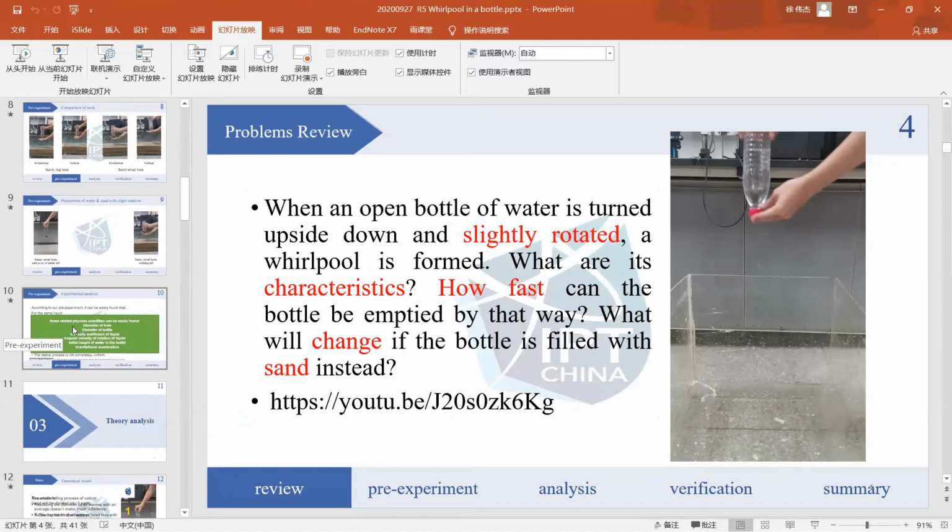Okay. I want to ask because I think it is a very good question. So I wonder how you consider this question, about the slight rotation. Yeah.